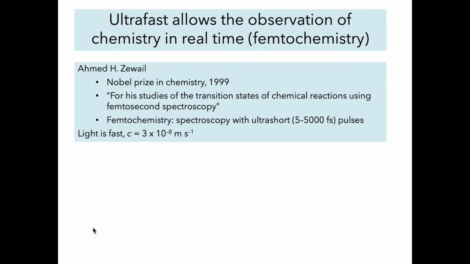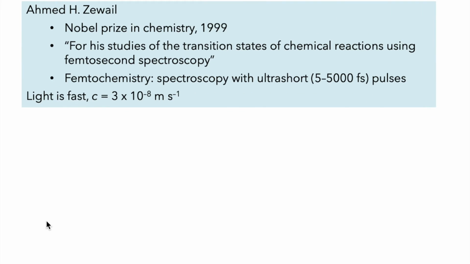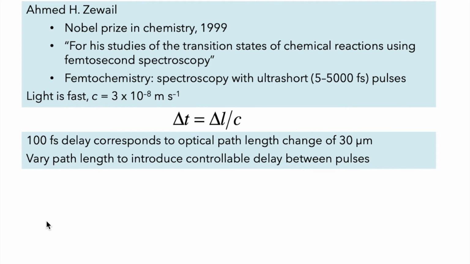Now, the first thing we have to recognize is that light is extremely fast. And because of this, we can use small changes in the path length of light to introduce delays between different pulses that we'll generate with our femtosecond lasers. And by controllably varying the path length, we introduce controllable delays between these pulses.